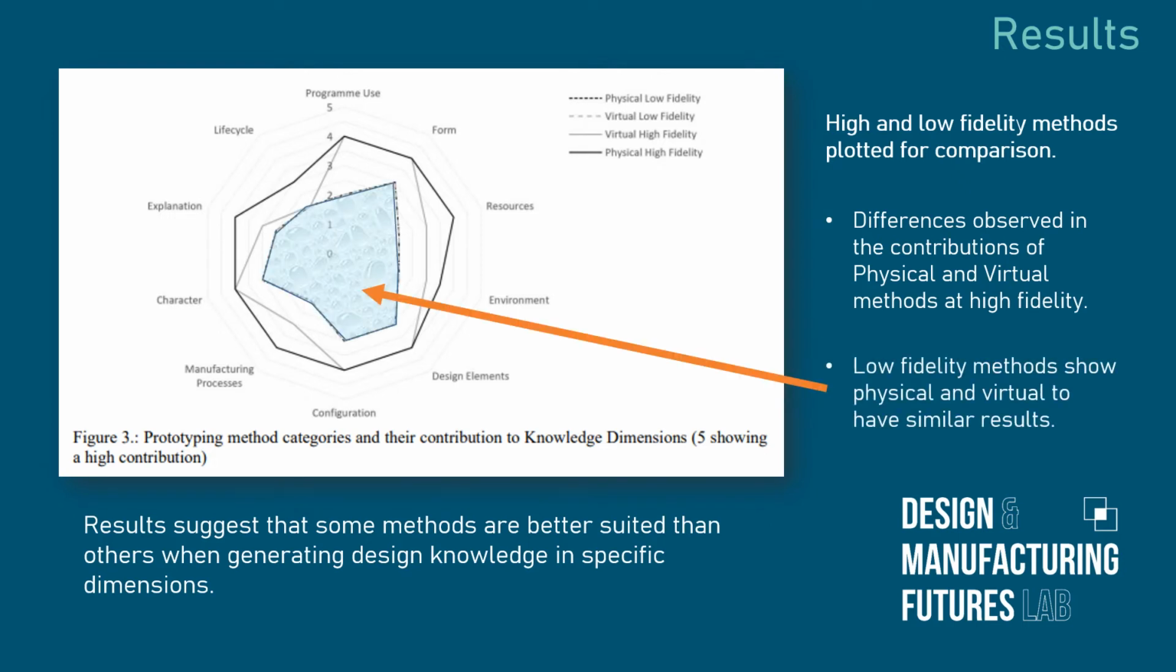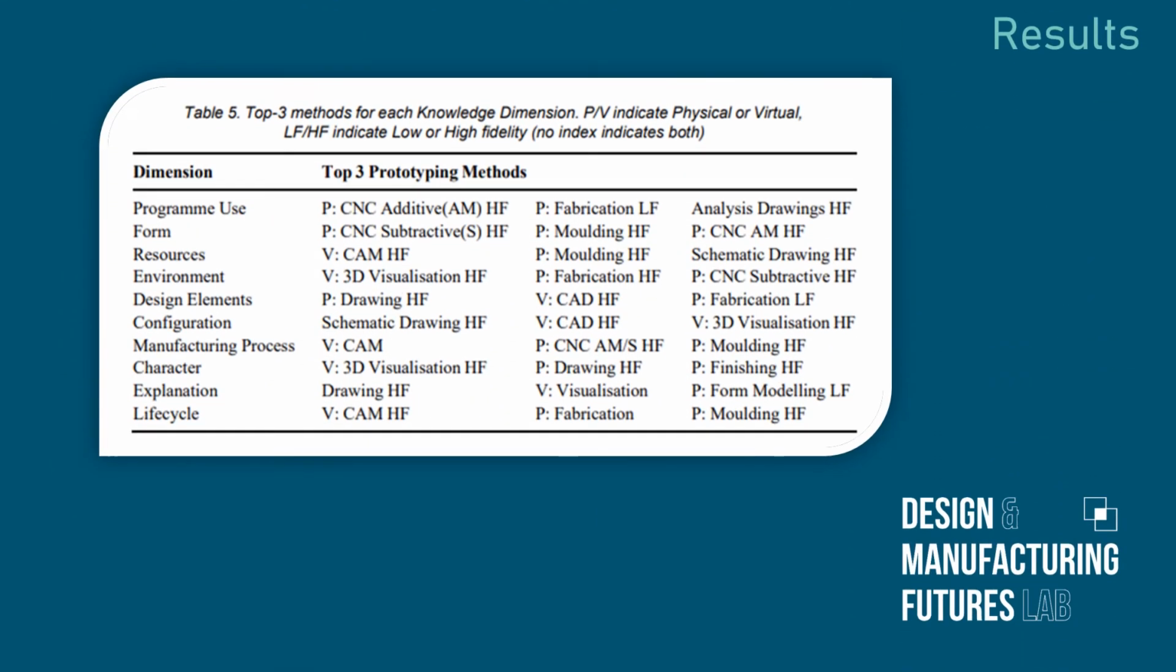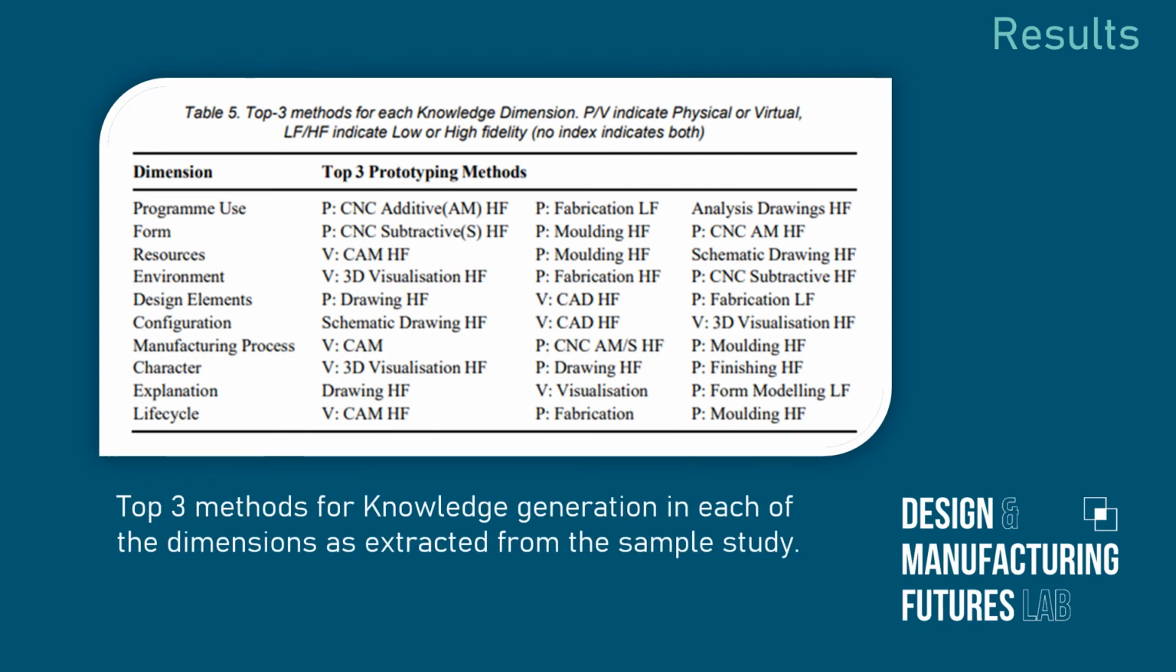This suggests an element of fungibility between physical and digital mediums in the earlier stages of design, where dimension-specific information may be less significant. To demonstrate an application of this work, we pull from the sample study the top 3 prototyping methods for learning in each of the dimensions. This would imply that if designers want information in a specific dimension, they could look at a list such as this one to better support their method selection process.